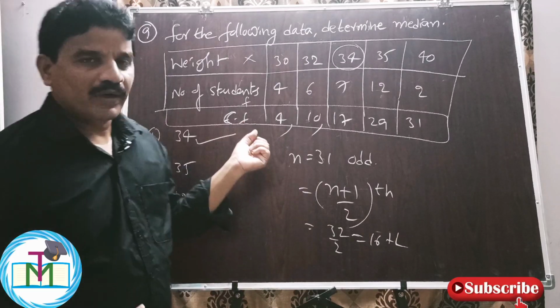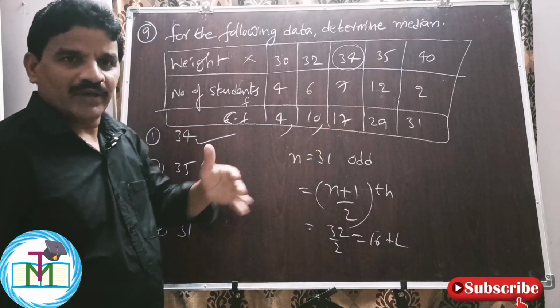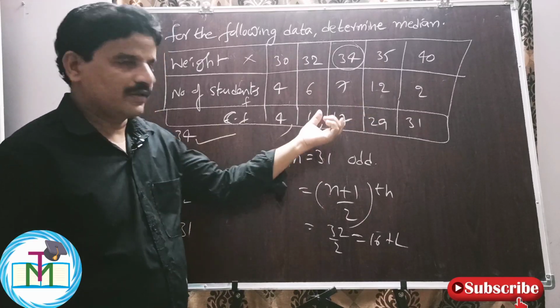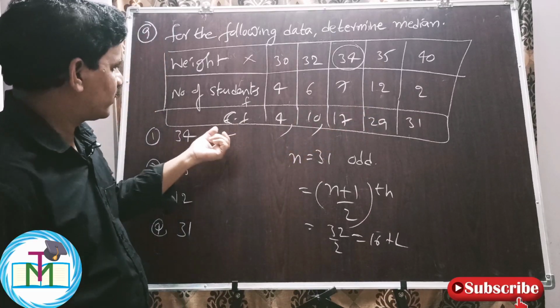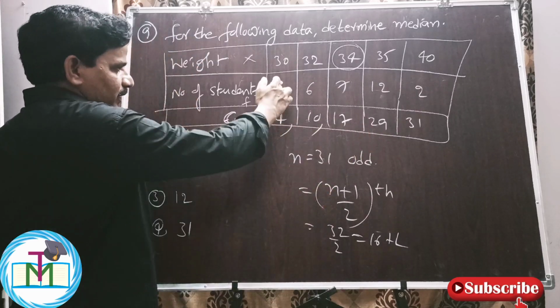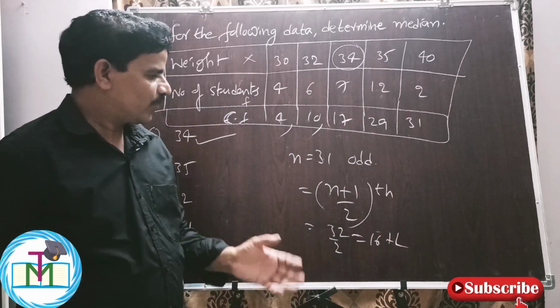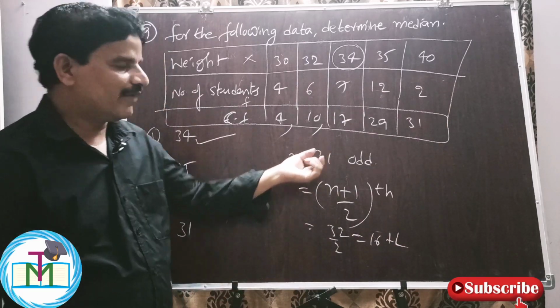So whenever grouped data is given, means x values with frequencies, in the exam also the table may be given horizontally. Therefore you have to take cumulative frequency as the third column, write the f and add the cumulative frequencies. So easily you can calculate whether it is even or odd.